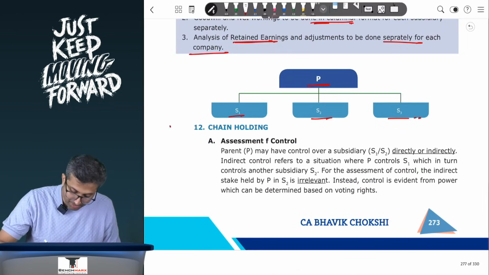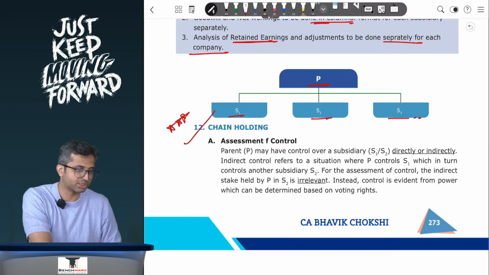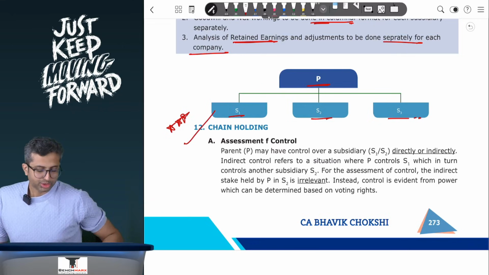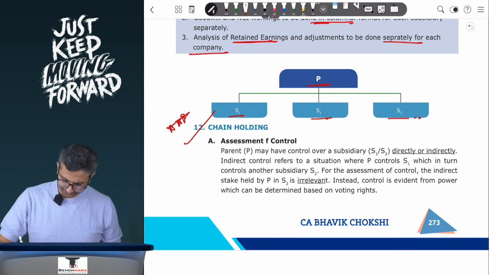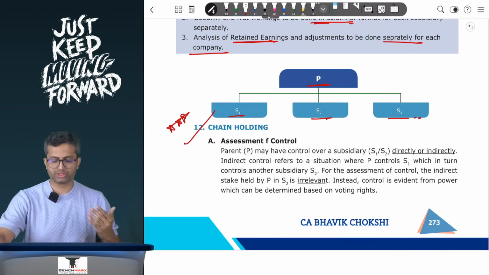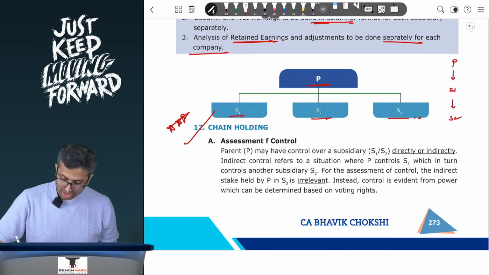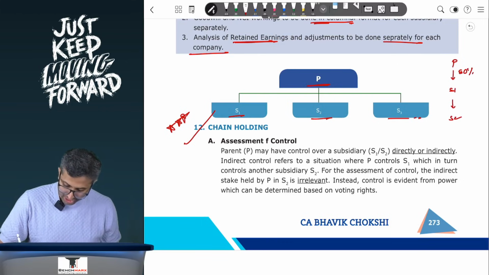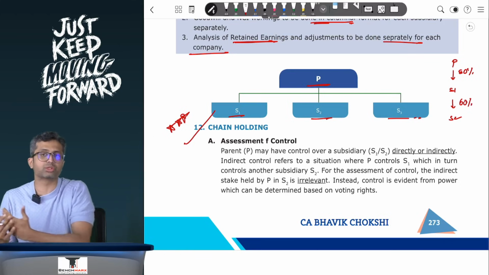Now, another important adjustment, this is the last of those important adjustments, will be chain holding, which is also one of the Institute's favorite adjustments. So when we look at chain holding, what is the difference between chain holding and a parallel subsidiary? In a parallel subsidiary, P itself has control over S1, S2, S3. But when you look at chain holding, P has control over S1, and S1 has control over S2. Now, P might be holding an 80% stake in S1 and hence P will consolidate S1. S1 has a 60% stake in S2 and hence S1 will consolidate S2.